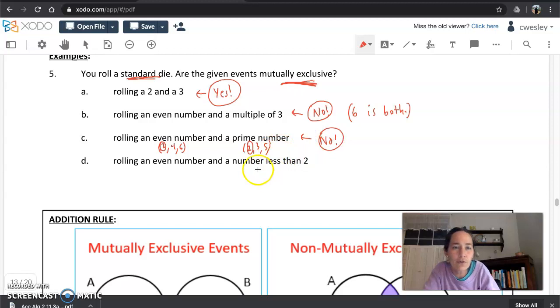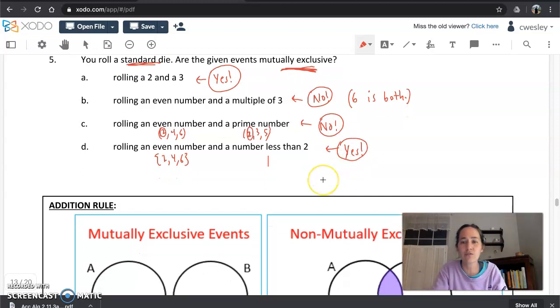And is the fourth example mutually exclusive? Rolling an even number and a number less than 2. So 2, 4, 6 for the evens. Less than 2 is a 1. Could not happen at the same time. I'm going to say yes for the final example. These two events described are disjoint from one another.